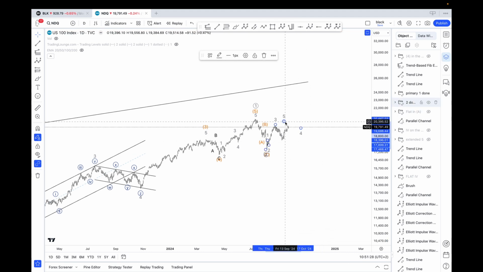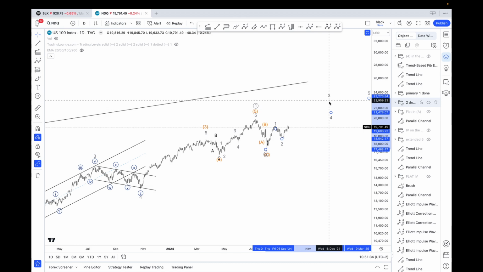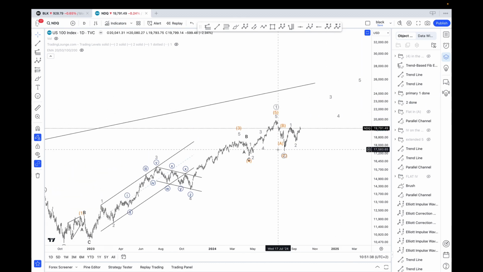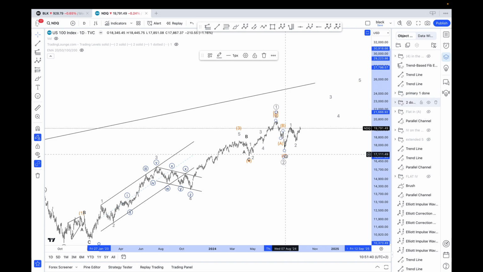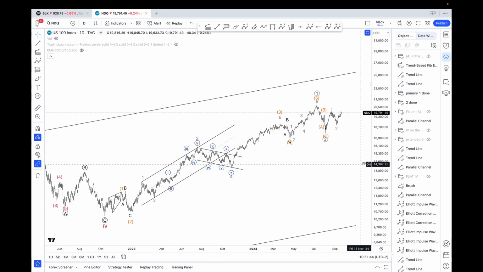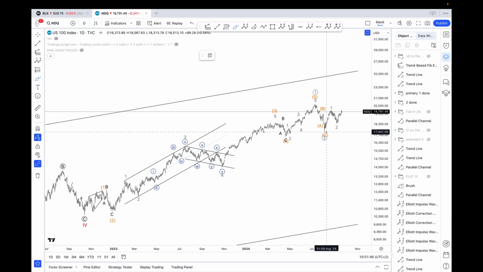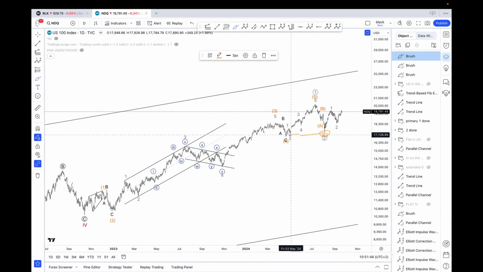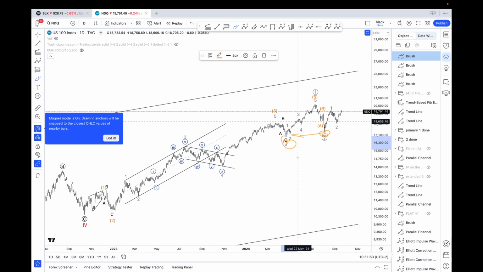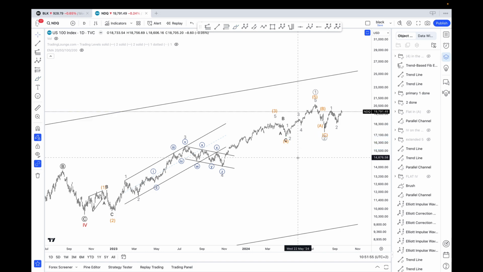okay, so this would mean we have a 1, 2, and now the sky is the limit. There you go. Is that possible? Yes. A good thing about this count, many times wave C ends near the wave 4 of the same degree. That's a good thing that we are seeing.